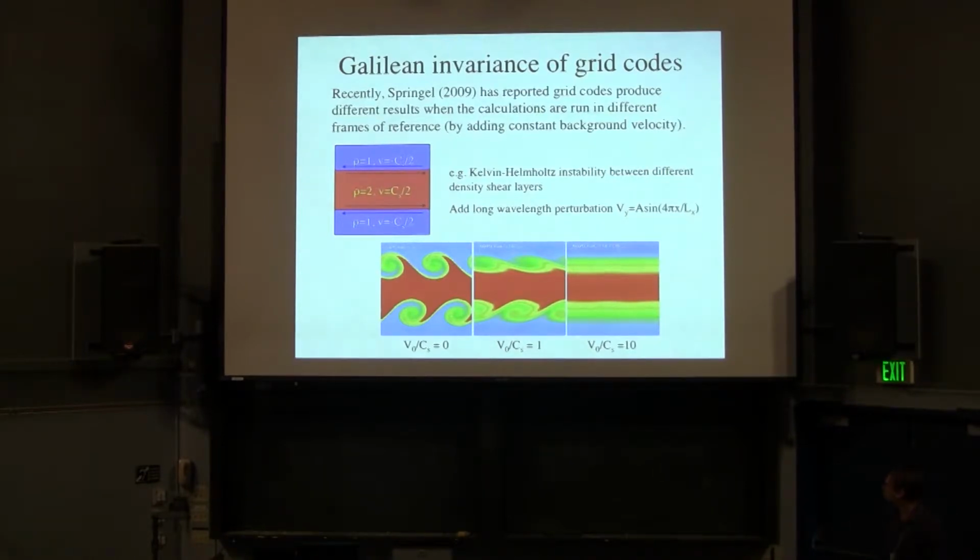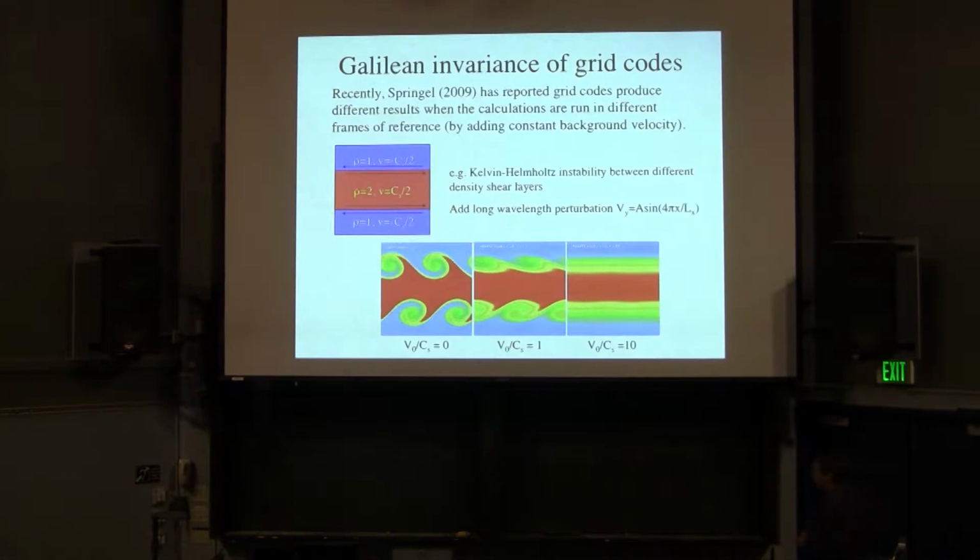So no translation here. And you see indeed these nice KH rolls being developed at some later time, producing these little cat's eyes. But if you do the same calculation with the same code and the same algorithm, but you boost the frame of reference to equal the sound speed, so now you're just solving the equations in a frame of reference which is moving to the right at the sound speed, then it looks different. These cat's eyes are going away. They're getting smaller. And indeed, if you boost it to a frame which is 10 times the sound speed, it looks like the KH instability has gone away completely.